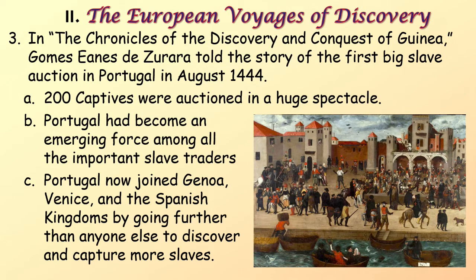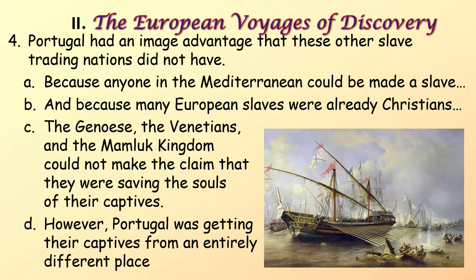And upon this auction, Portugal had become an emerging force among all the important slave traders. Portugal now joined Genoa and Venice and the Spanish kingdoms by going further than anyone else to discover and capture more slaves. Portugal had an image advantage that these other slave trading nations did not have. Because, as we said before, anyone in the Mediterranean could be a slave. And because many European slaves were already Christians when they were enslaved, the Genoese and the Venetians and the Mamluk kingdom could not make the claim that they were saving the souls of their captives.